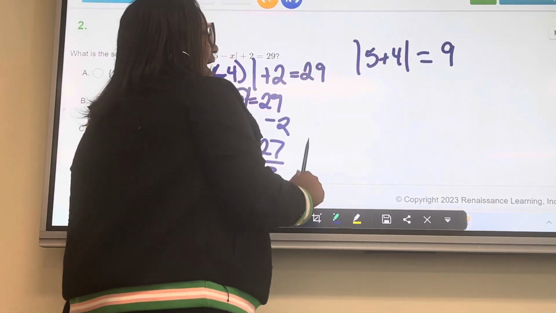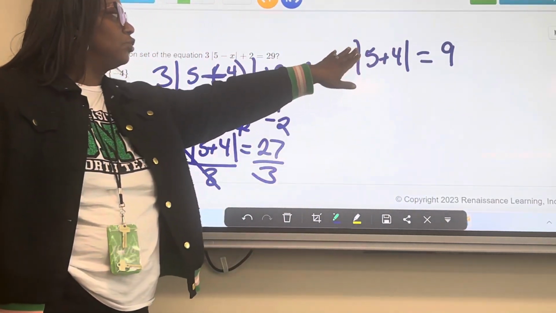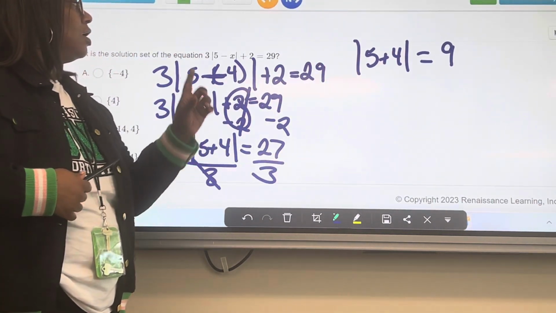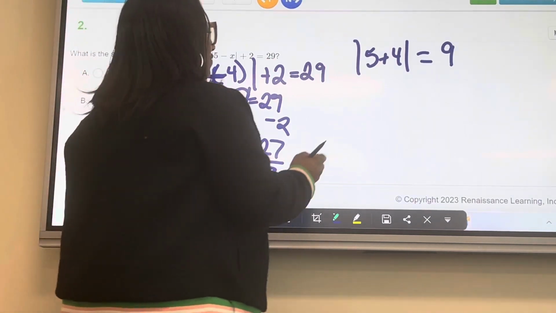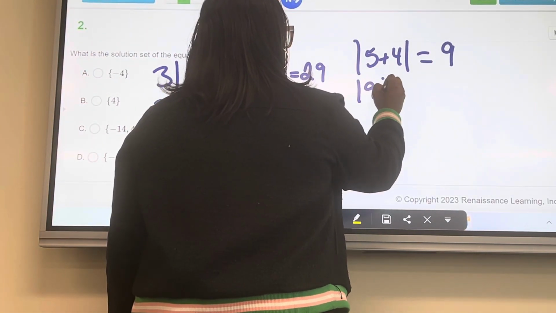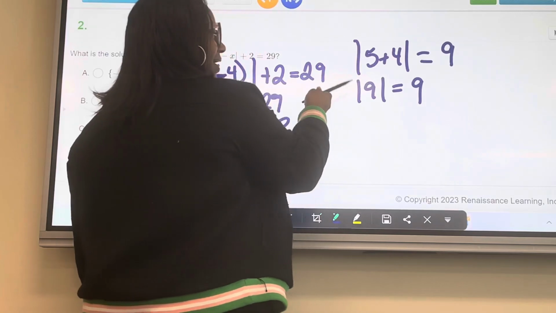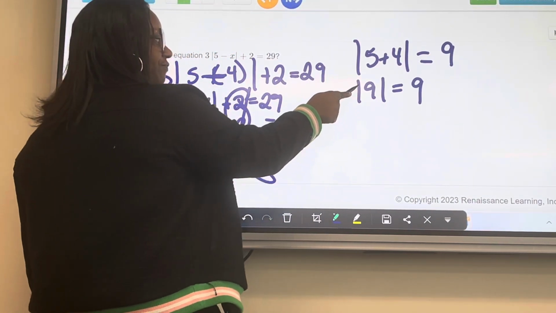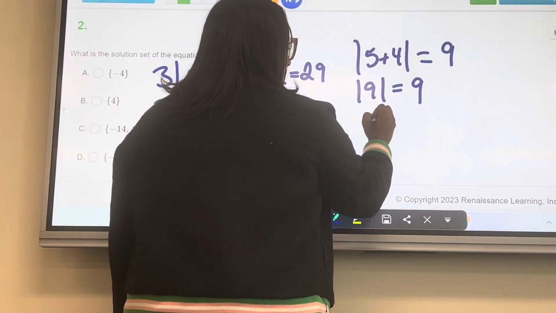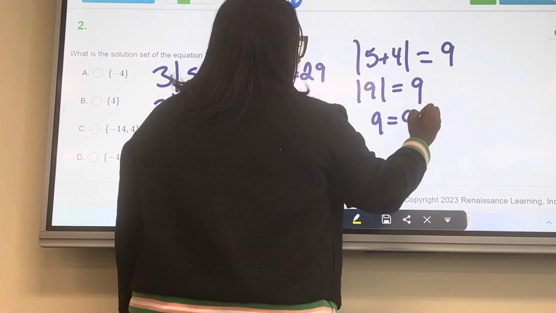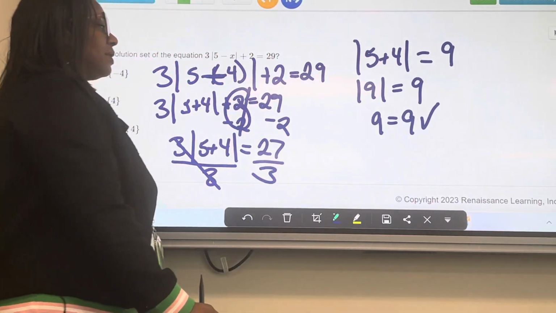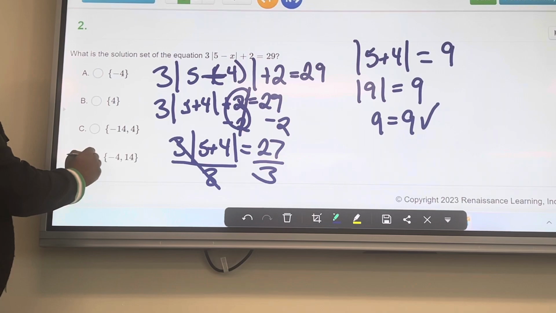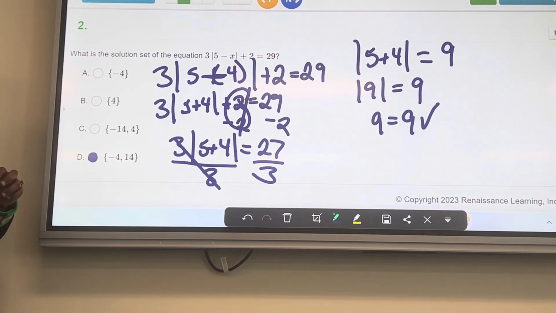Now I can work this out and get a single number inside the absolute value so I can actually take the absolute value. What is 5 plus 4? It's 9. Now I ask myself, what is the absolute value of 9? The distance that 9 is from 0 is 9. Since 9 does equal 9, it gives me a true statement, which proves that negative 4 is a solution also. So that goes through that process.